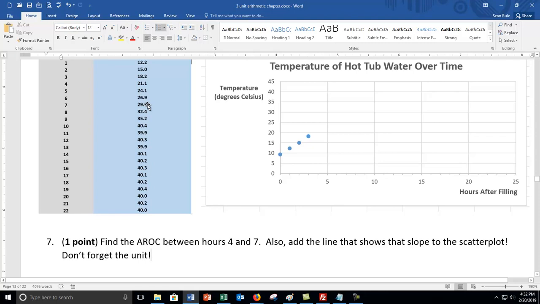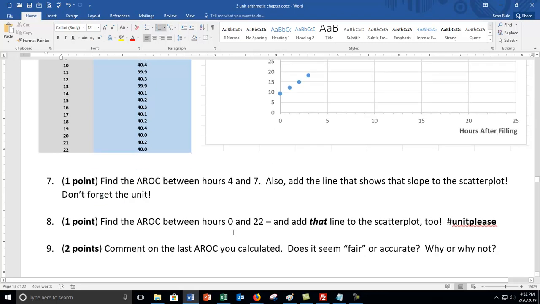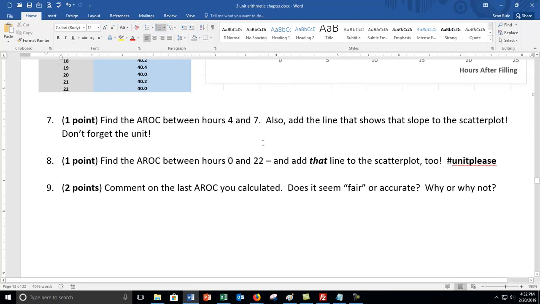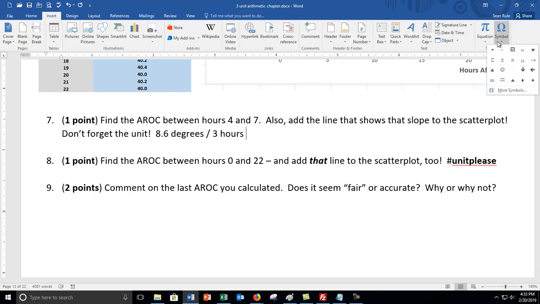29.7 down to 21.1. No, I was actually off, it's 8.6. So 8.6 degrees over that 3 hours. So it's 8.6 degrees over 3 hours, right? And if I divide 8.6 by 3, it's going to be about 2.9 degrees an hour.